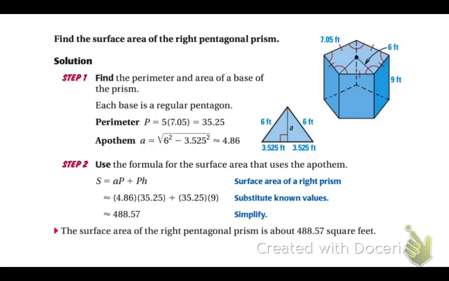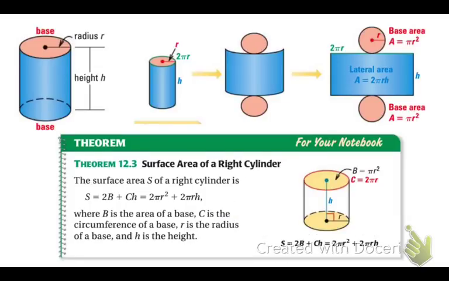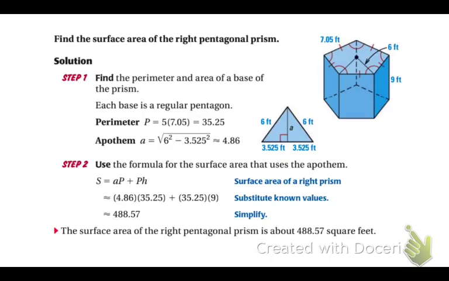Okay, now we're going to do something a little bit different. We're going to use that second equation, and that second equation was S equals, surface area equals the apothem, remember the apothem from last chapter, times the perimeter plus the perimeter times the height. Okay, so how do we do that?